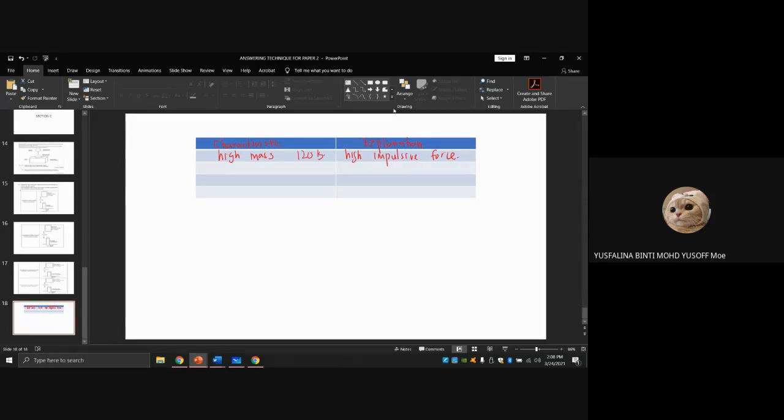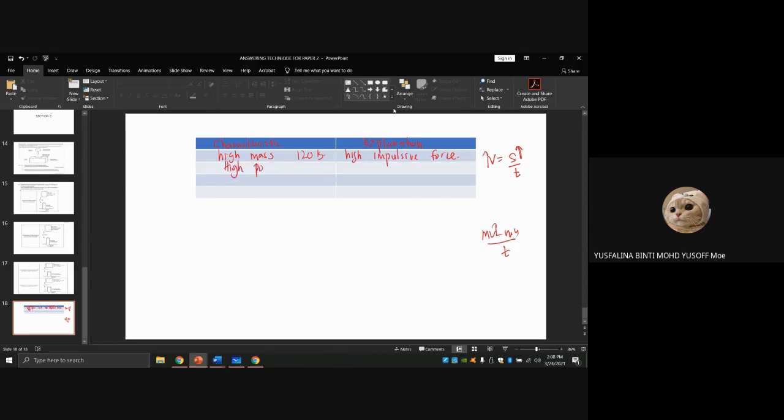The height, let's see. This is the formula for velocity, right? Velocity is displacement against time. So for this one, you use the height. When the height is high, the velocity also will be high. And we already learned the impulsive force is mv minus mu divided by t. So when the velocity is high, the impulsive force also will be high. So actually the position should be high position.